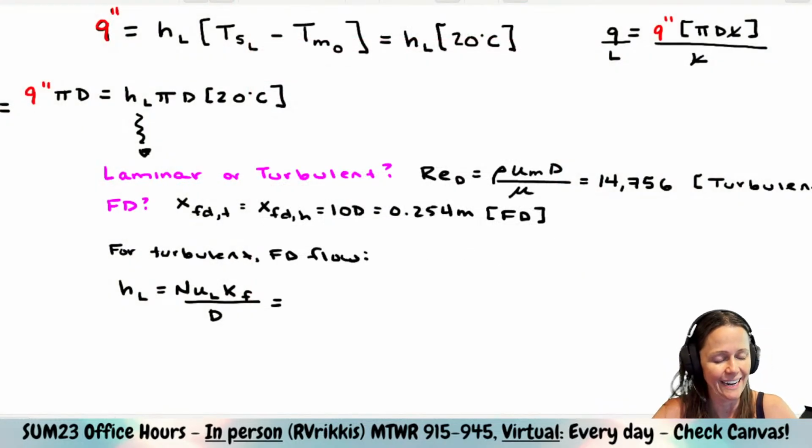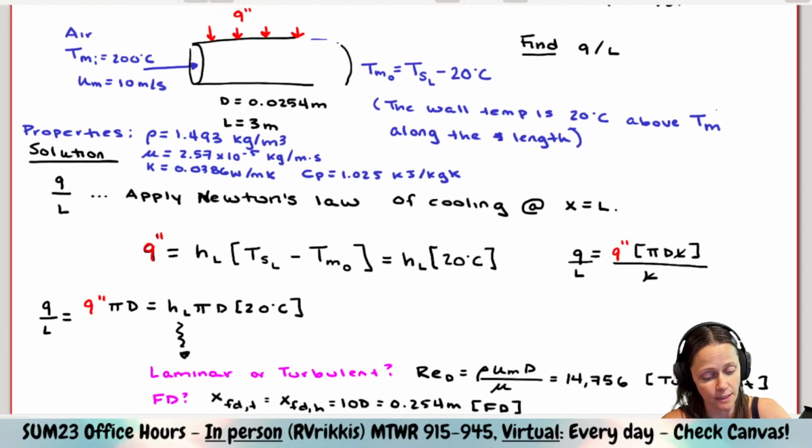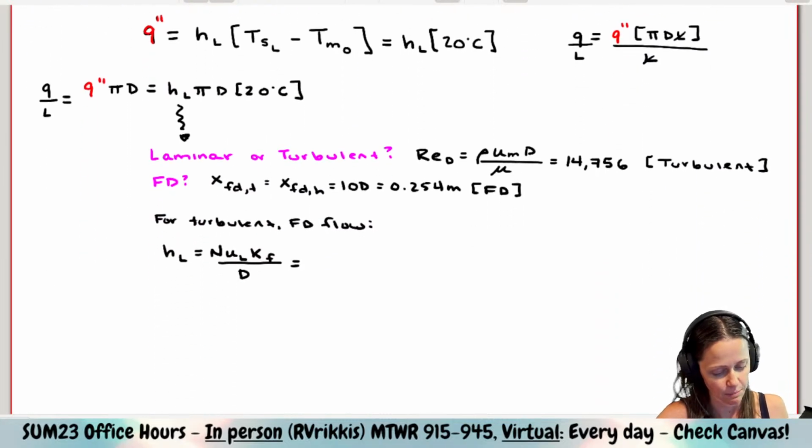Whatever. It ain't gonna work. It's fine. It's gonna be annoying. But if you look at your equation sheet, we're still heating that fluid, so the surface temperature is going to be higher than the mean temperature. In fact, it's going to be exactly 20 degrees higher all along the length of that pipe.